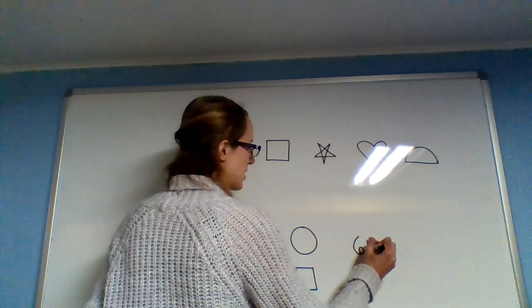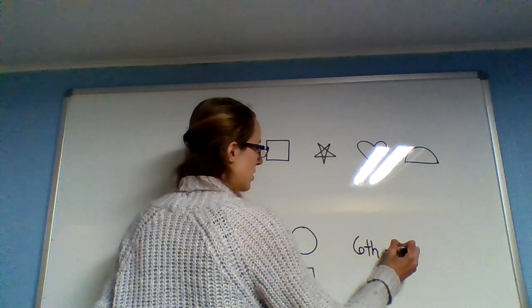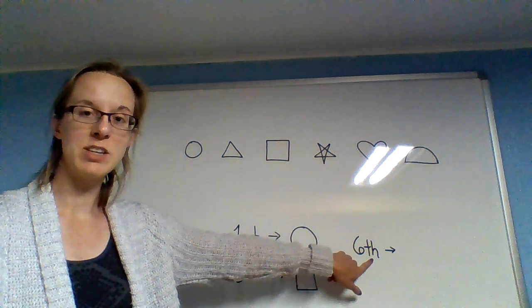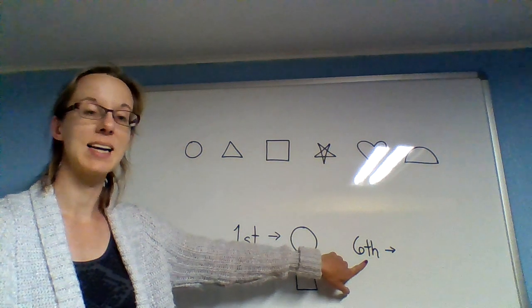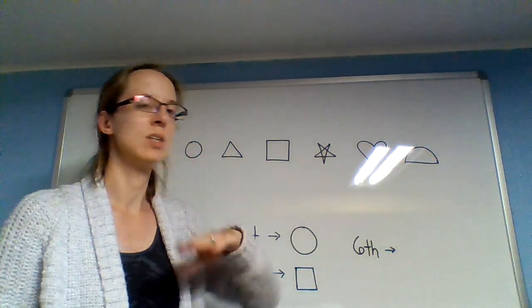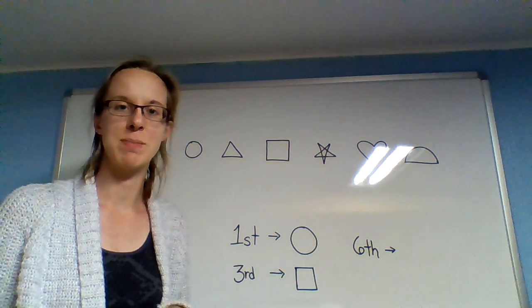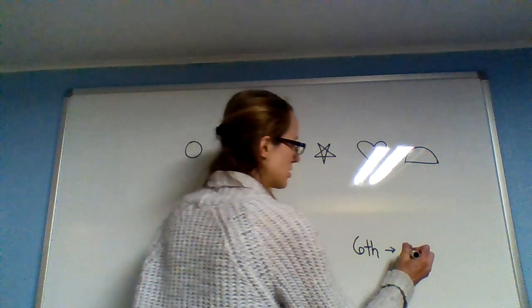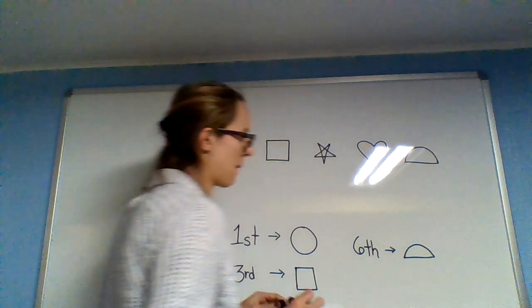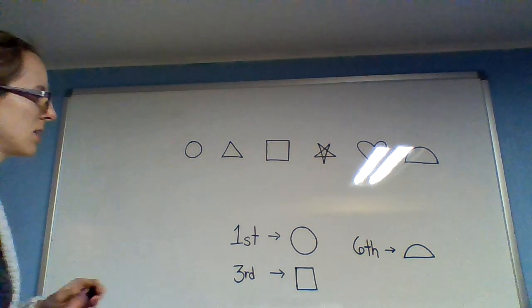The sixth shape in this order. So if we forget about the TH for a minute, we know that we need to go to spot 6. So I go 1, 2, 3, 4, 5, 6. Ooh, I wonder if you remember what that shape is called. It's half a circle, so we call it a semicircle. A semicircle.